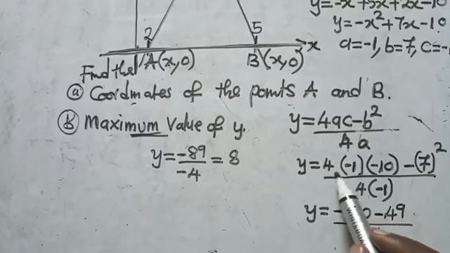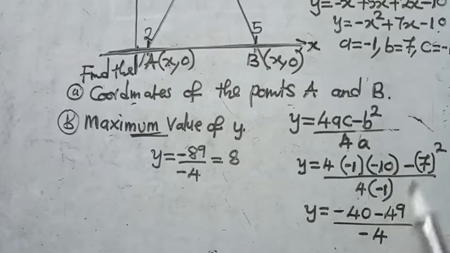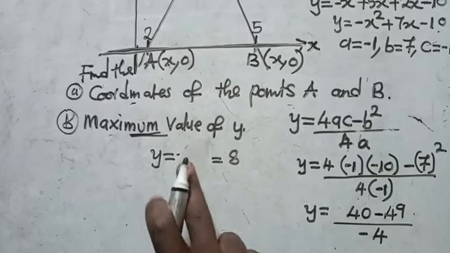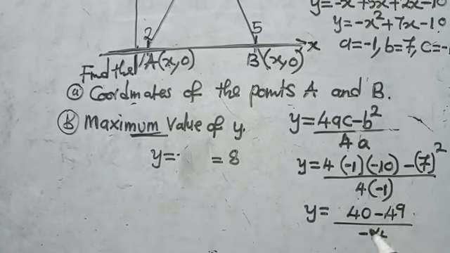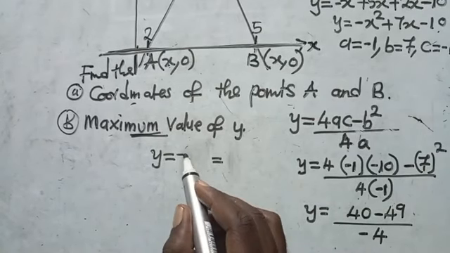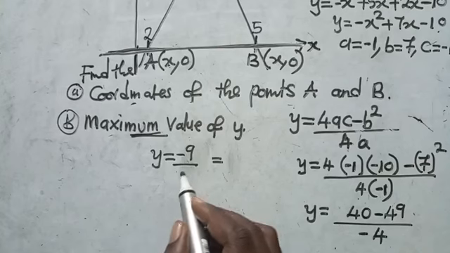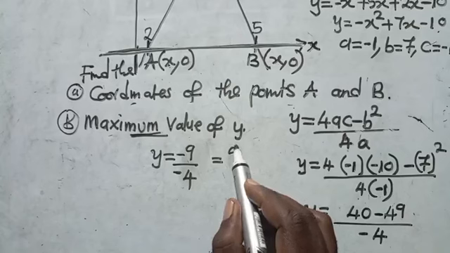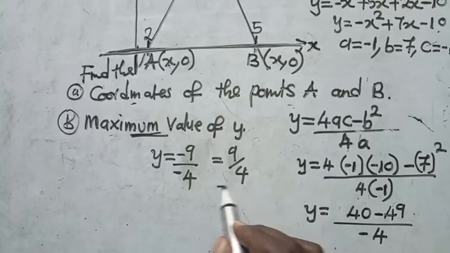So I say 4 times, this is positive. So this one is supposed to be positive. This part is positive. So it is supposed to be 40 minus 49. So I'm going to get negative 9 over negative 4. If I divide here, what I'm going to get is just 9 over 4. So this is the answer.